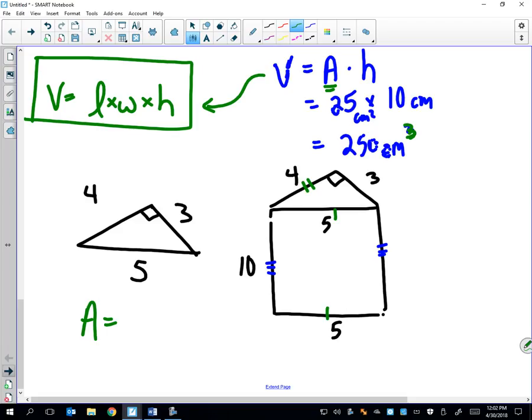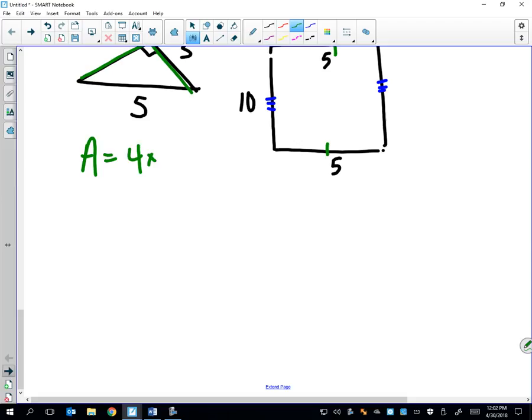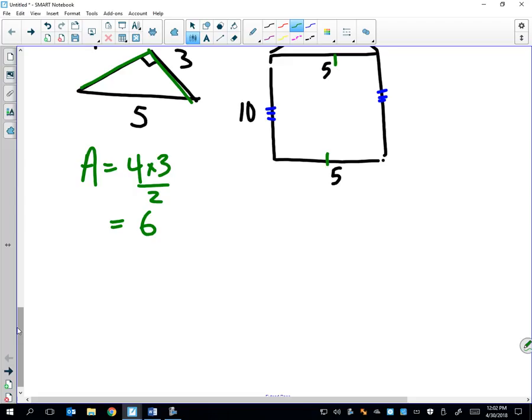Base times height divided by 2, which is 12 divided by 2. 4 times 3 divided by 2 is 6. I'm going to take the 6. I don't have units, so let's just say units. I'll put a U, whatever the units are. Maybe it's a light year for all I know.